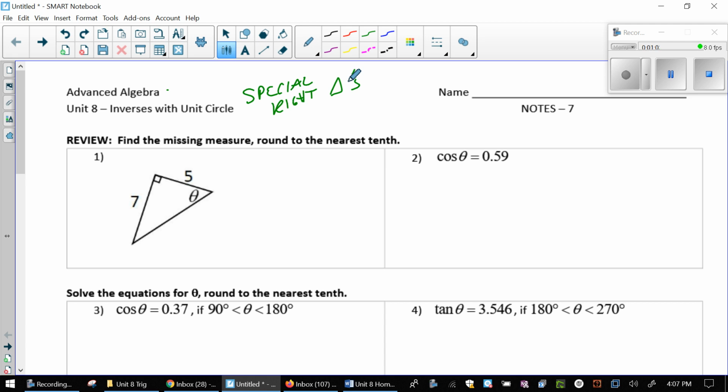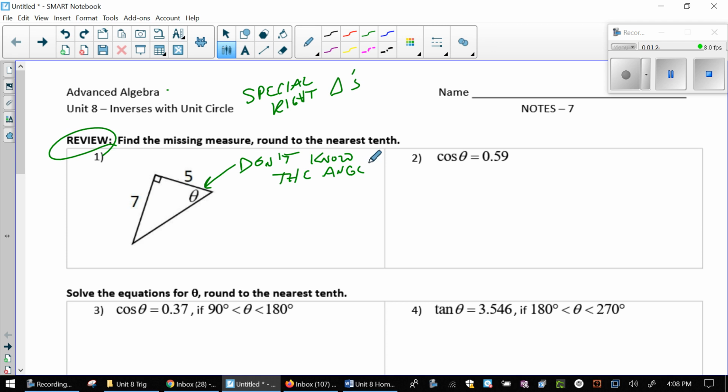Okay, let's dig into this. So we're going to start with a little review, which is good, because we need to talk about what inverse functions are. So as you look at this triangle, we notice that we know two sides, but we don't know the angle. This is when we use inverse trig functions, when we don't know the angle.